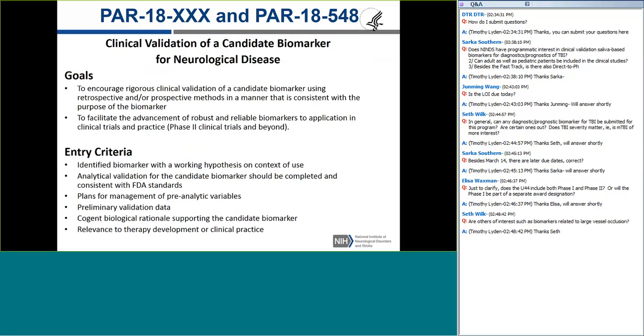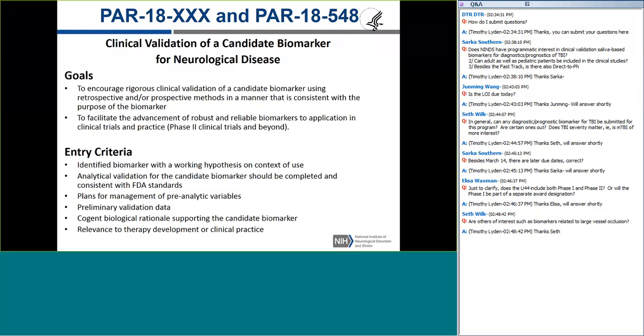Entry criteria for the clinical validation funding opportunity are that you have identified the biomarker and have a working hypothesis on the context of use. Another criteria is that the analytical validation of the biomarker should be completed and it should be consistent with FDA standards. So if you apply to the clinical validation funding opportunity, we are assuming that you have evidence that you've already done analytical validation for the measure itself.